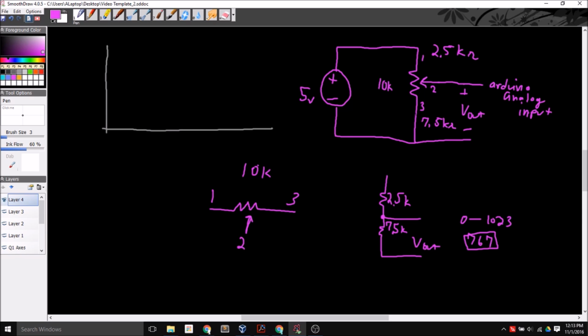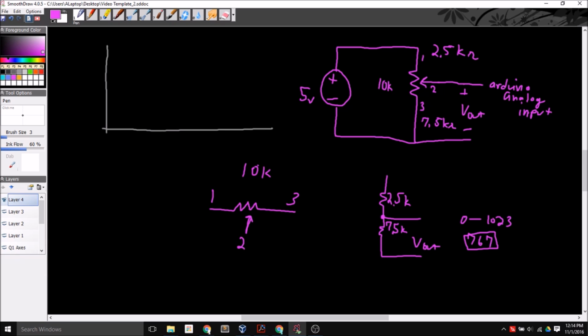I would want to convert that probably to the voltage calculation. So I would take what is the ratio of 767 over 1023. I multiply that by my total resistance here, 10K. I can measure that resistor, or I multiply it by the 5 volts, and that will measure the voltage out.